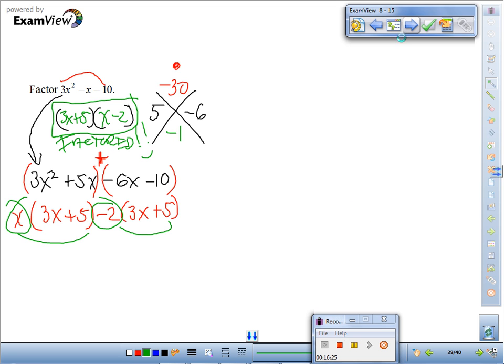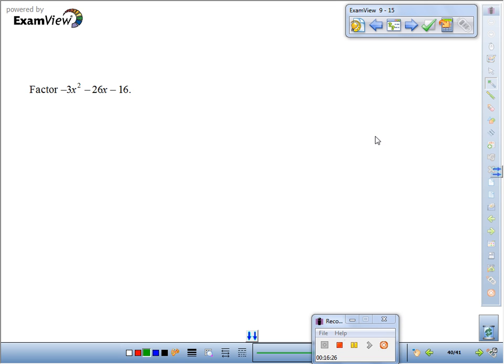Number 9. Factor negative 3x squared minus 26x minus 16. Okay, Luis, pass it to someone. Pete. You said that GCF is negative 1. So we're left with 3x squared plus 26x plus 16. So from there, Pete, could we check for a pattern? Okay, so what is the square root of 3x squared? There is none. So what do?